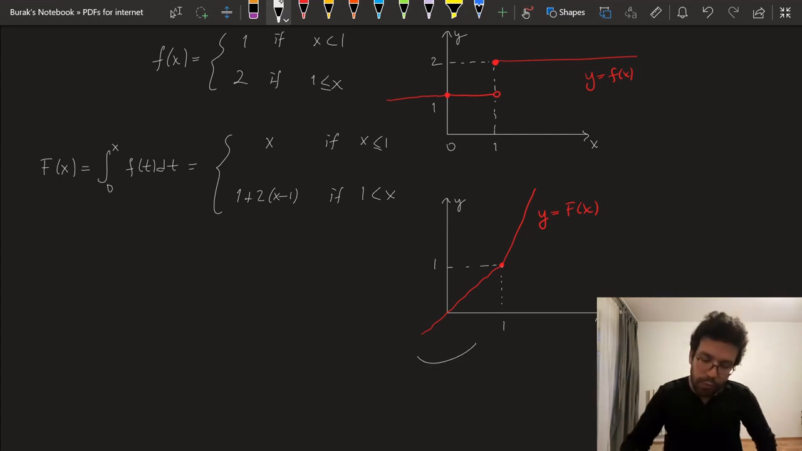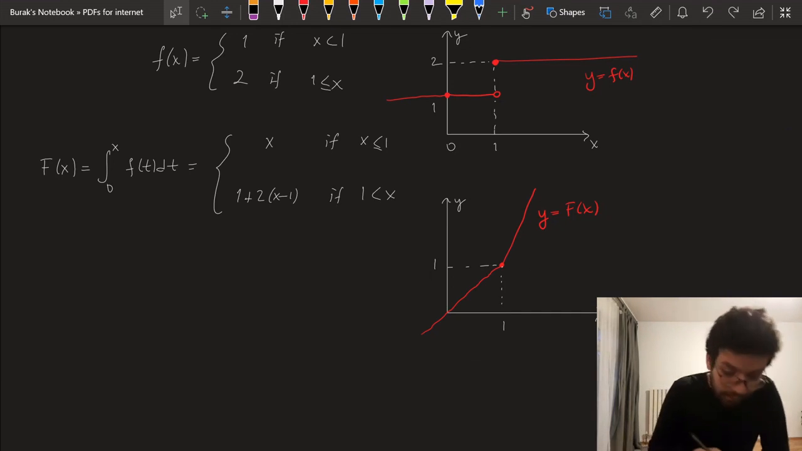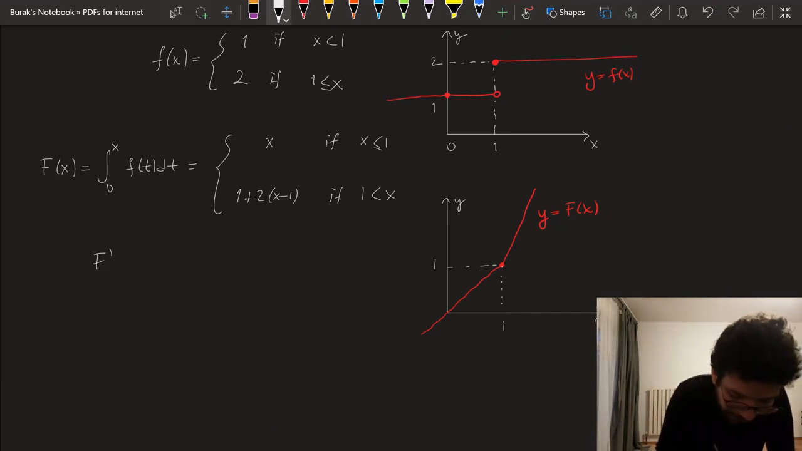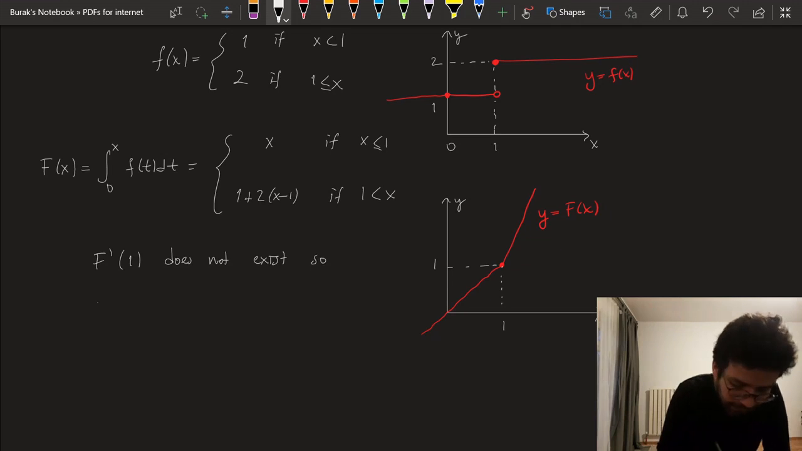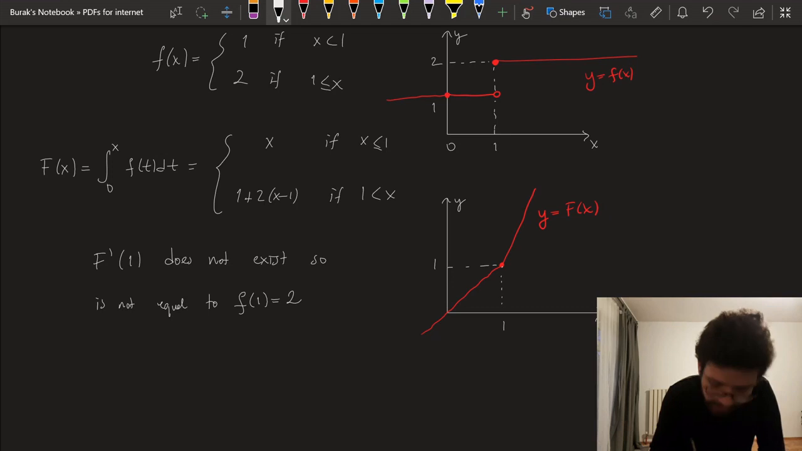This part has slope 1. This line has slope 2. Okay. Now, the derivative of f at 1 does not exist. Okay. So F'(1) is not equal to f of 1, which is 2.